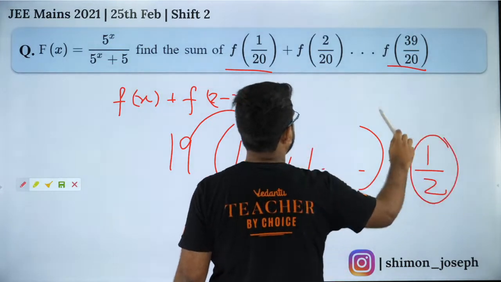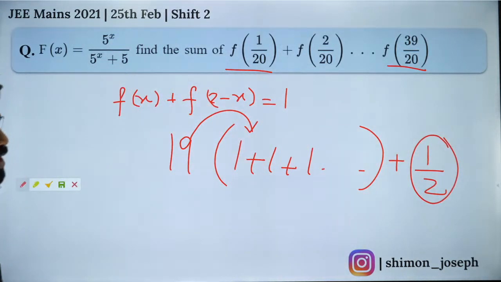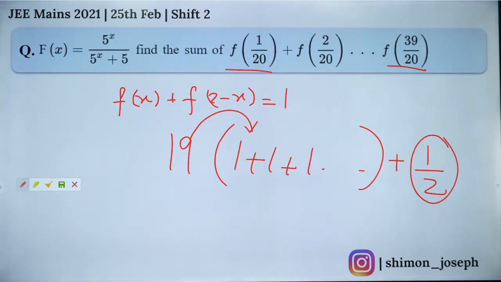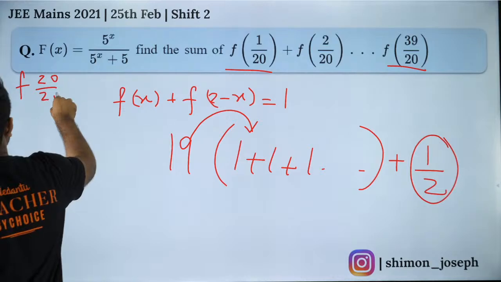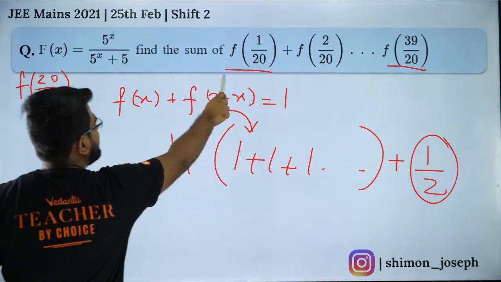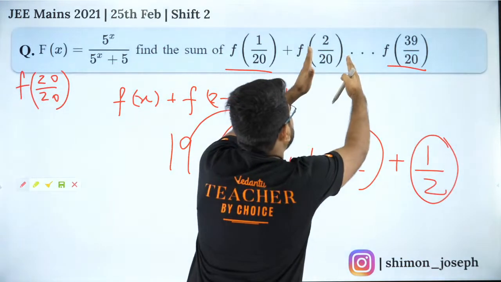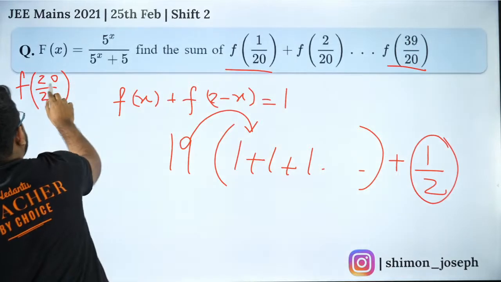Is that correct? Because the middle term will be how much? Any idea? What will be the middlemost number? It will be f of 1, right? f of 1, which is f of 20 by 20. That is the middlemost number which will be left out, because you have an odd number of terms. When you pair up, you will be left with one single middle term. That single middle term is nothing but f of 1.